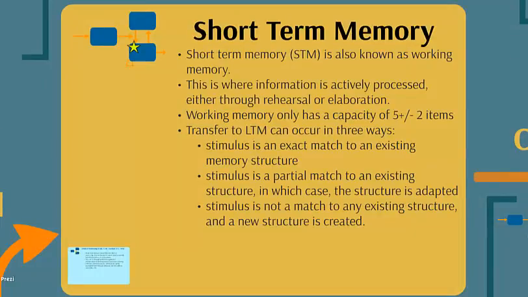Short-term memory. Short-term memory is also known as working memory. This is where information is actively processed, either through rehearsal or elaboration. Working memory only has a capacity of 5 plus or minus 2 items. Transfer to long-term memory can occur in 3 ways. Stimulus is an exact match to an existing memory structure. Stimulus is a partial match to an existing structure, in which case the structure is adapted. Or stimulus is not a match to any existing structure, and a new structure is created.